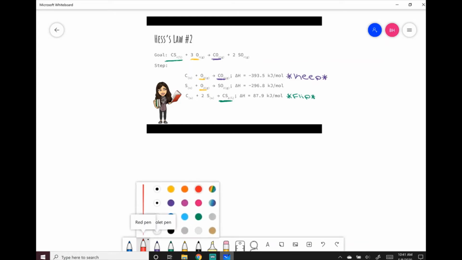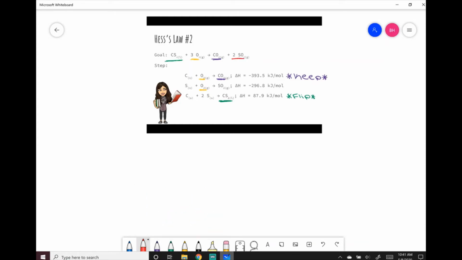Now, in my last one, what I see right here is I have 2 moles of sulfur dioxide as a product. So I look at my reactions and I see I have only 1 mole of sulfur dioxide right there. So what that tells me is I need to multiply everything by 2. So I need to multiply everything by 2. Now I don't need to flip the reaction because they're both products. So I'm going to go ahead and rewrite these reactions with what I said I was going to do. I'm also going to be changing my delta H's to go along with that.